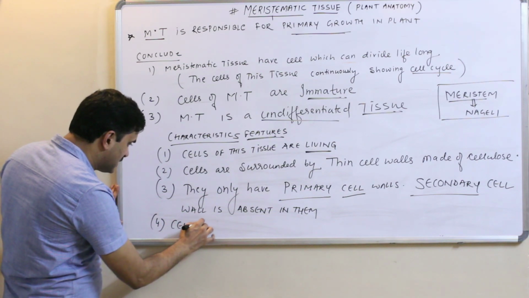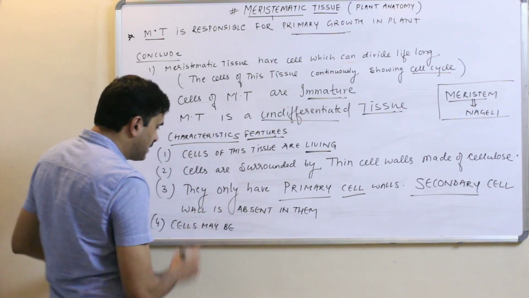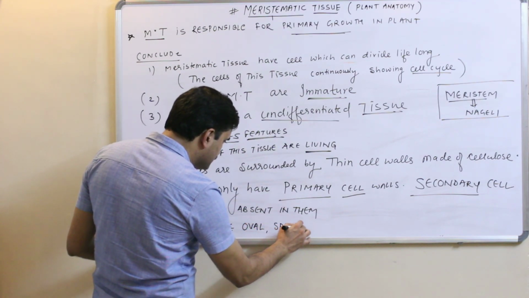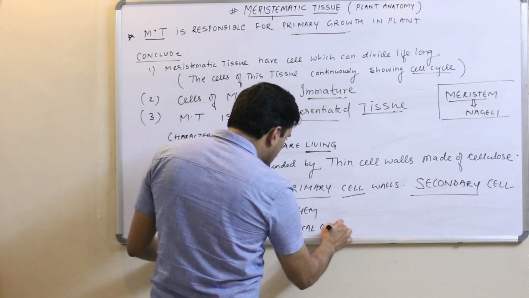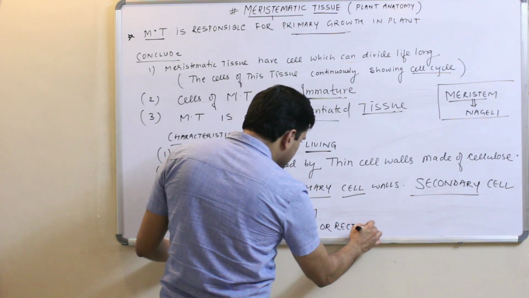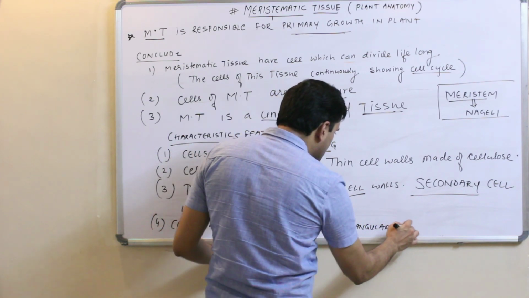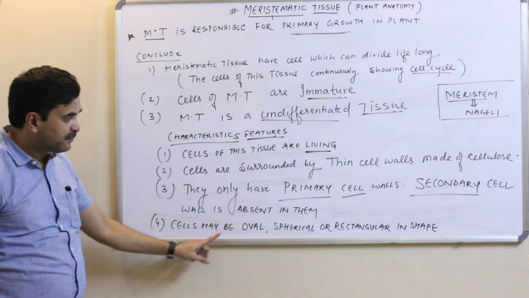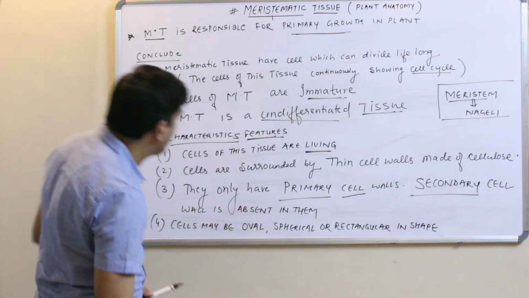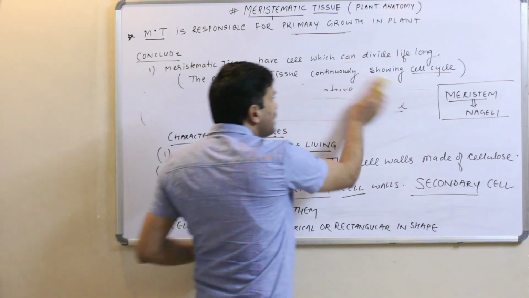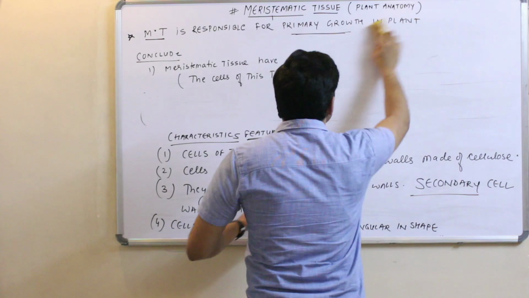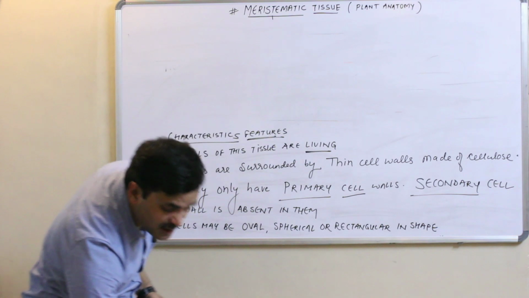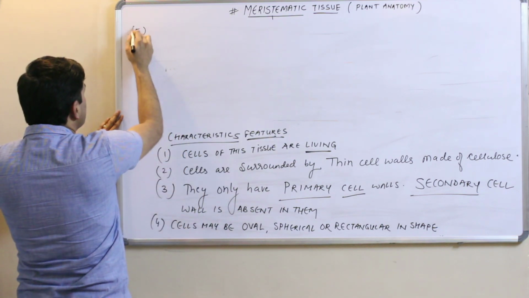Cells may be oval, spherical or rectangular in shape. Cells may be oval, spherical or rectangular in shape, but remember this thing, that all the cells are isodiametric. Means all the cells have same diameter.